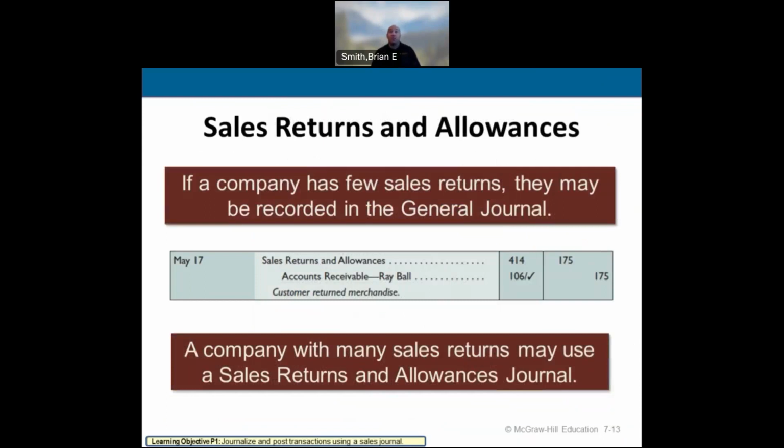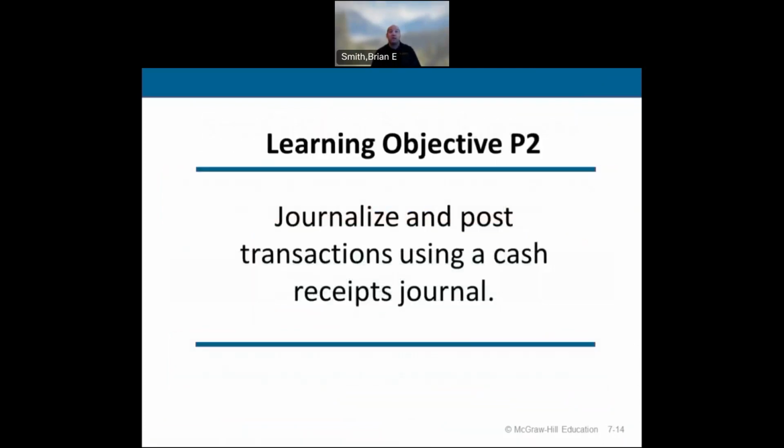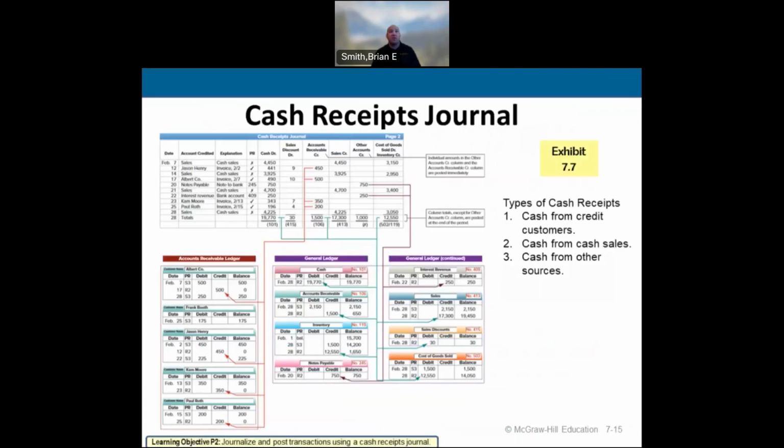Sales returns and allowances, we record this in the general journal because it's not related to those things. Cash receipts, basically anything cash related, we're going to put in here. So we're debiting cash and everything because we're receiving cash. And a lot of times we're dealing with accounts receivable. And if we give credit terms, we're going to be dealing with sales discounts. But remember, the allowances or the returns are going to be put into the general journal.